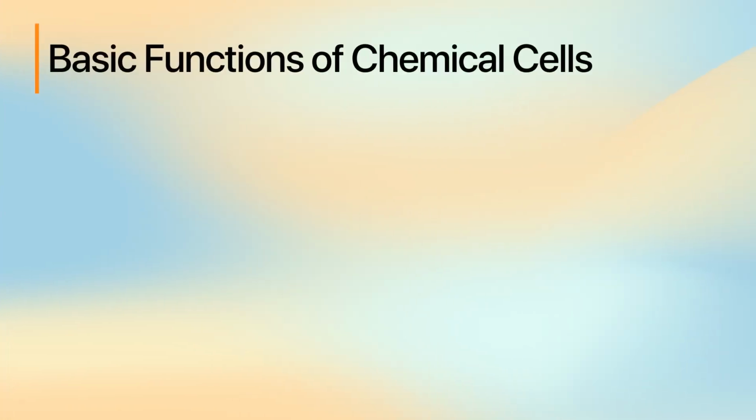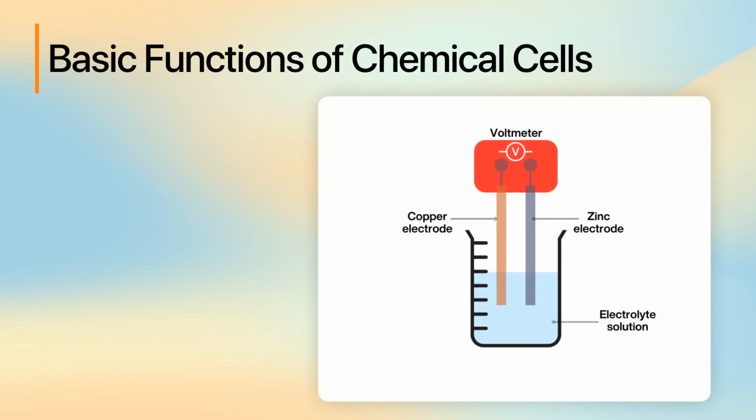A chemical cell is made of two electrodes immersed in an electrolyte. The electrodes are each connected to a voltmeter to complete the circuit. Let's examine each component in more detail.